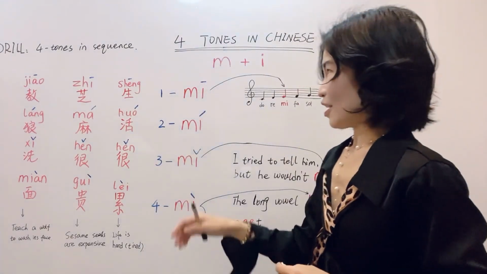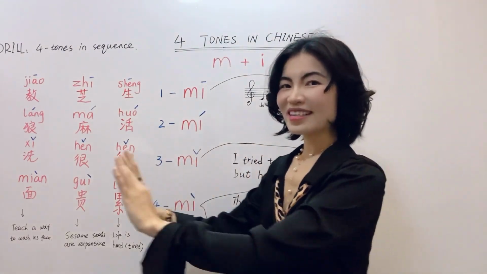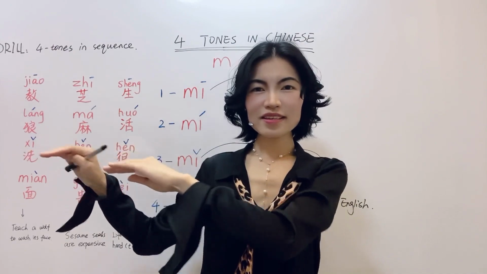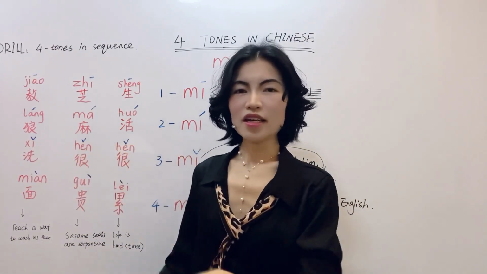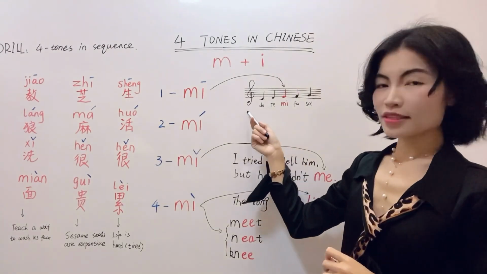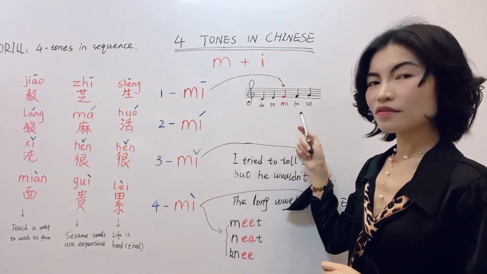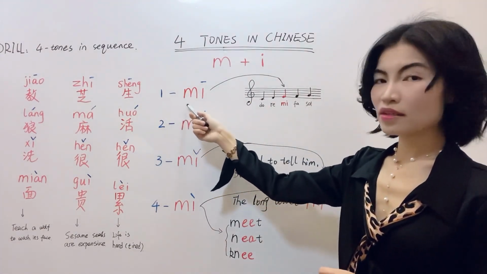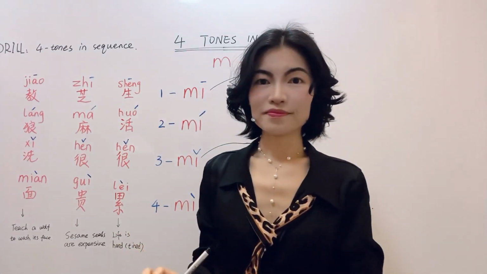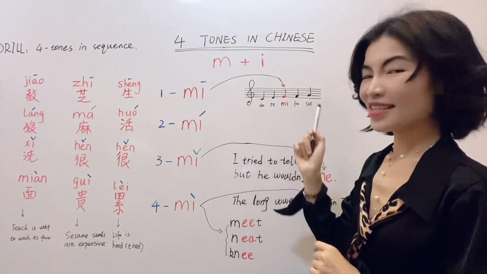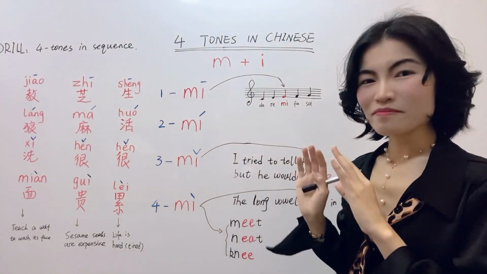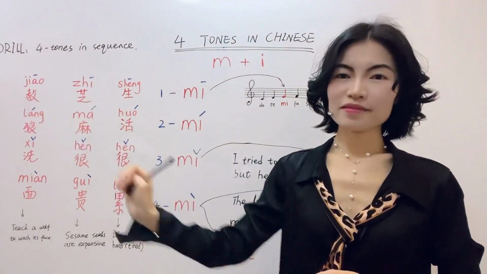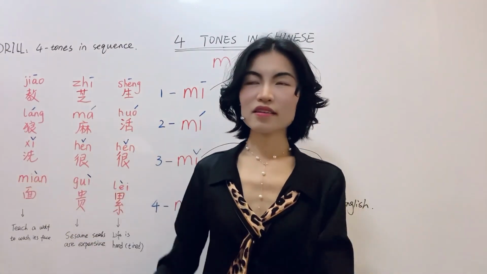Here we go. Now the first tone goes me. Say it with me, please. Me. It's just flat. I have this music tab over here that reads do, re, mi, fa, so. So this mi in this music tab and the first tone in Chinese, me, they too are exactly the same. So that's how you make the me sound. That's what the first tone sounds like in Chinese.